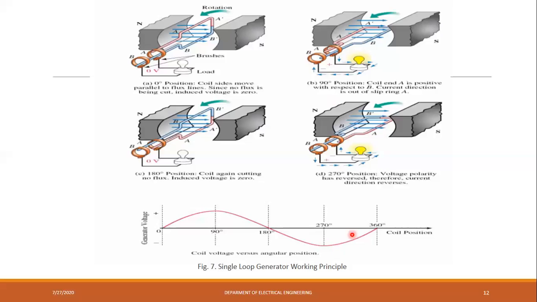Similarly, if we continue to rotate, then again it will move to the 360-degree, that is 0-degree, and again it will become zero. So this is the simple alternating waveform we will get from the generator, that is a single loop generator's working principle. I hope you understand, and we have already learned that, so we're only revising those terms.